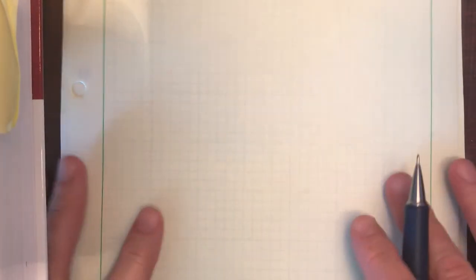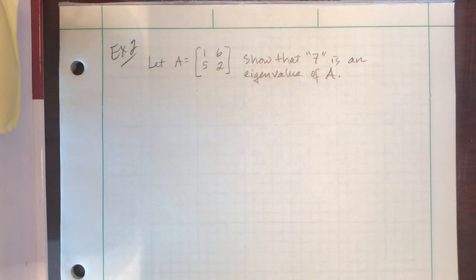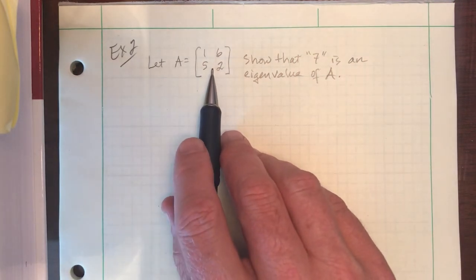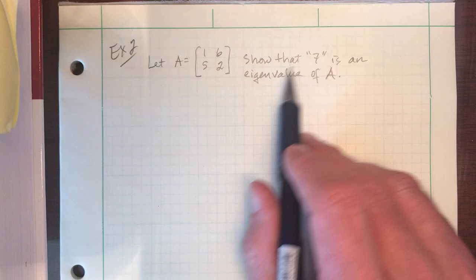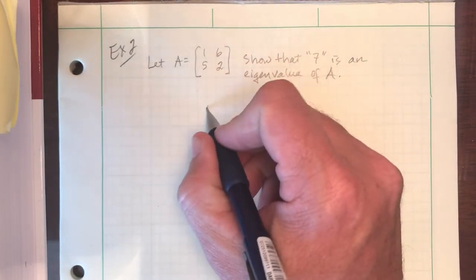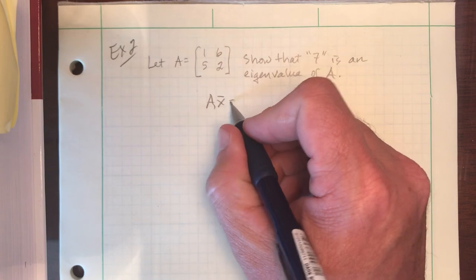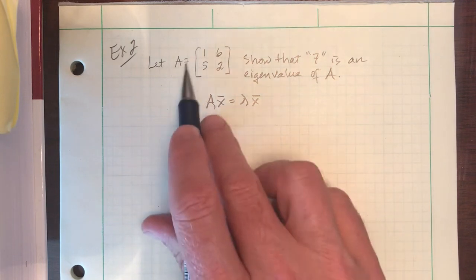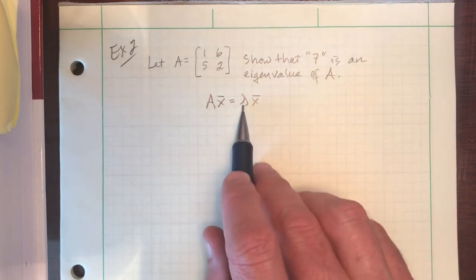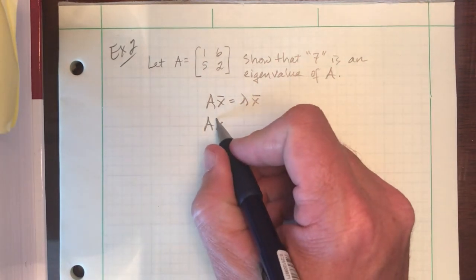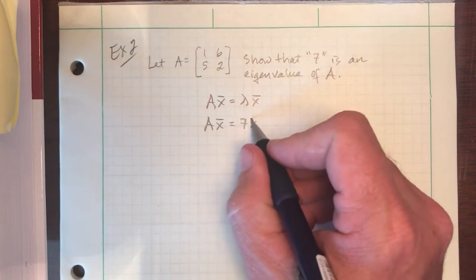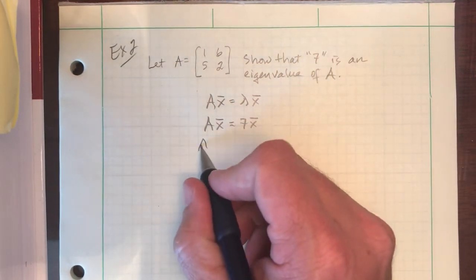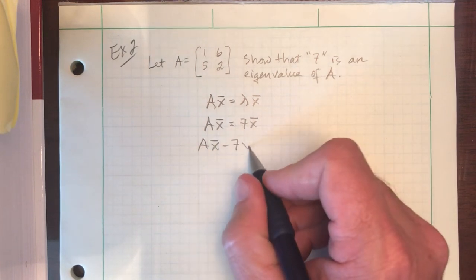All right, example 2. Same matrix. Now, let's show that 7 is an eigenvalue of this. And here's where that equation really comes in handy. So I now have my A matrix. We're asked to show that 7 is an eigenvalue. So let's plug in what we know. I won't put the matrix in yet. We'll just put a 7 here. And let's rearrange this in a friendly form, bring everybody to the left side.